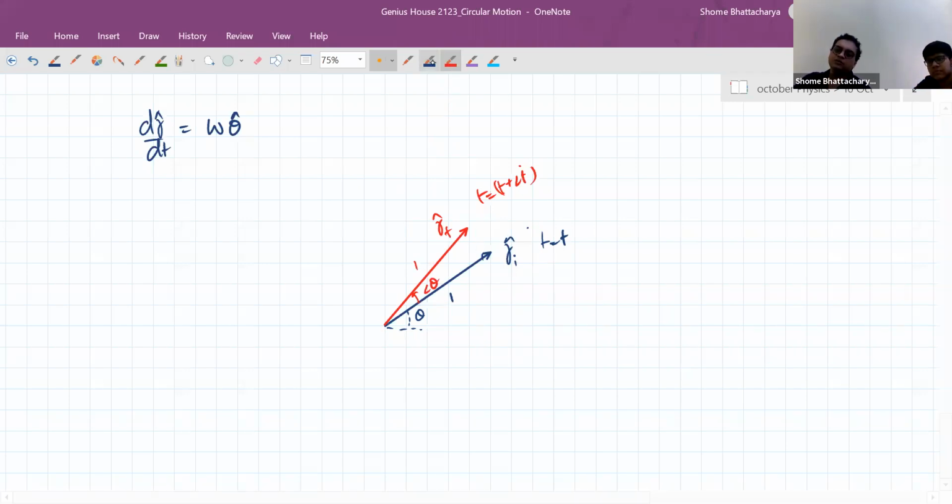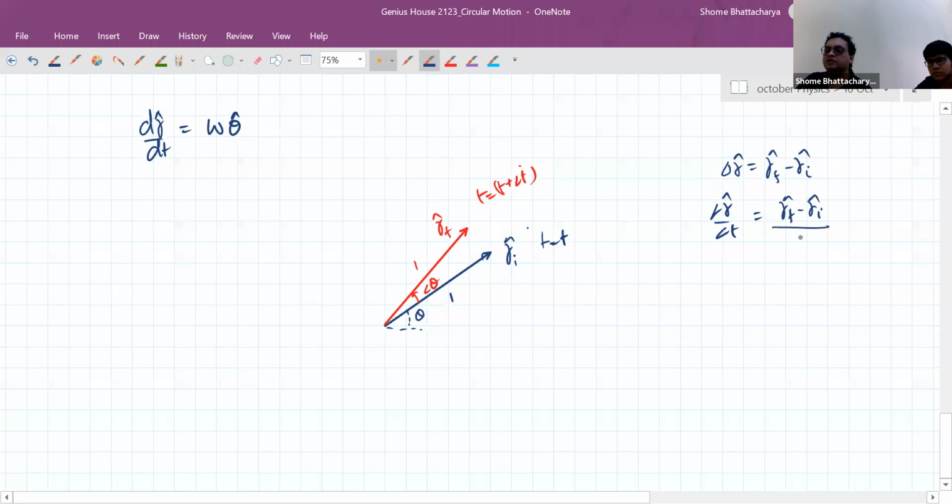So from here to here, you can see the change in the position vector. It is this final value of r cap minus this initial value of r cap. This is the change. So what should be the rate of change of this? It should be this divided by whatever time interval. Now in this diagram, the change is this. This triangle is a very familiar type of triangle, that isosceles triangle.